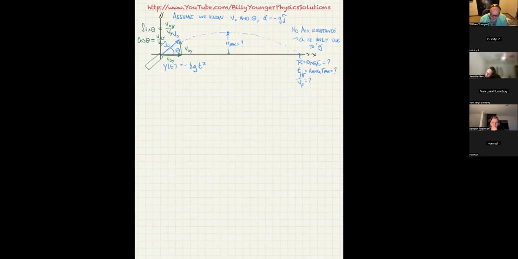Now remember, the equation is x equals 1/2 at squared plus v0t plus x0. So I need the initial velocity. Since this is the y of t, I need the initial velocity in the y direction. So I'm going to write it in blue. I'm going to write plus, because notice the initial velocity is upward, so that's the positive y direction. And the answer is going to be v0 sine theta.